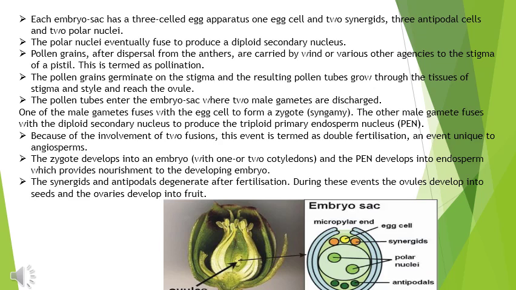For example, the agency may be wind, or it may be water, or any bird or animal. The pollen grains from the anther move towards the stigma, and on the stigma they germinate, resulting in a pollen tube that moves towards the style and reaches the ovule.